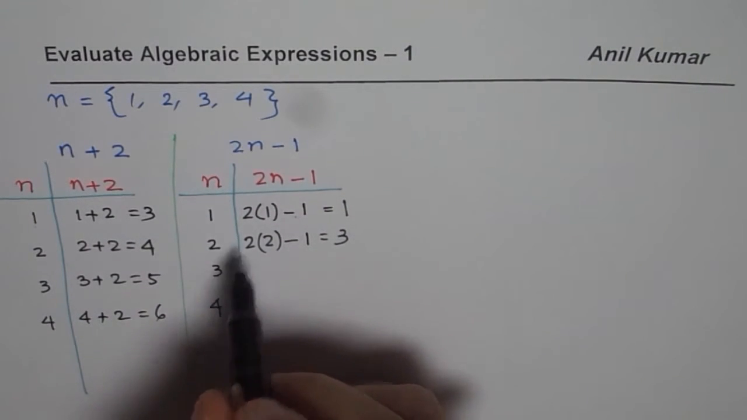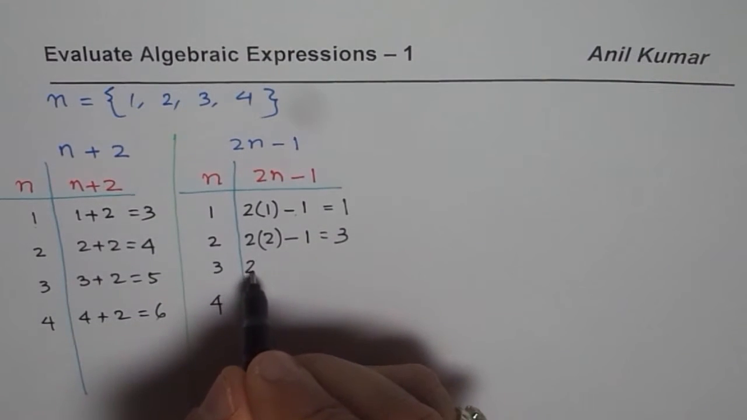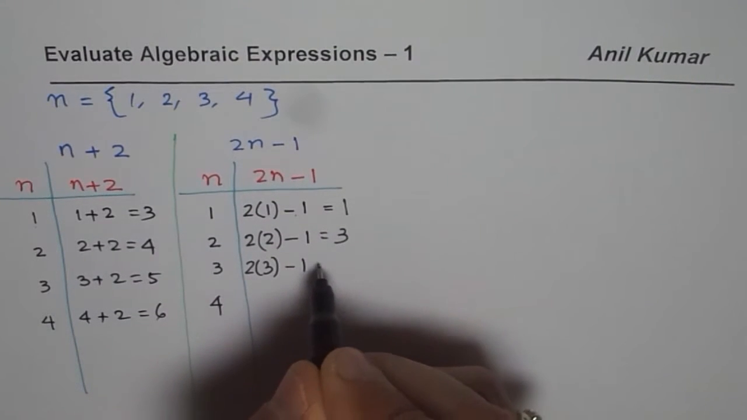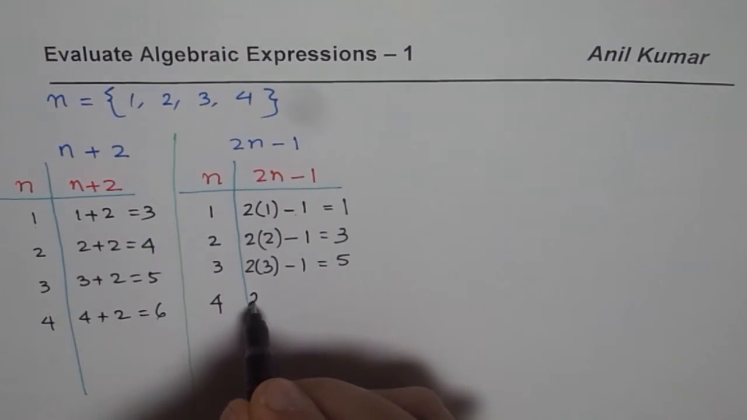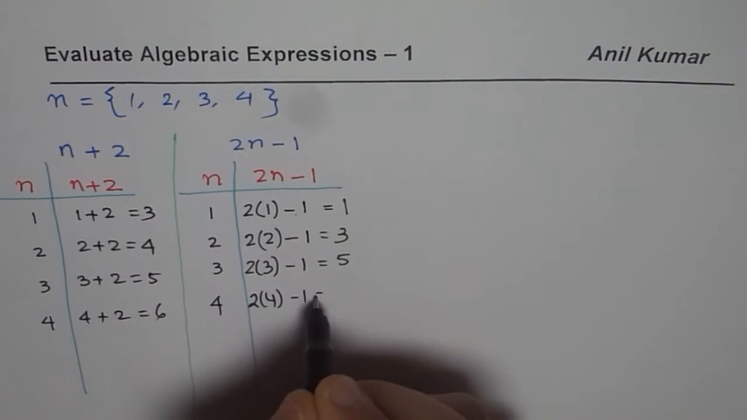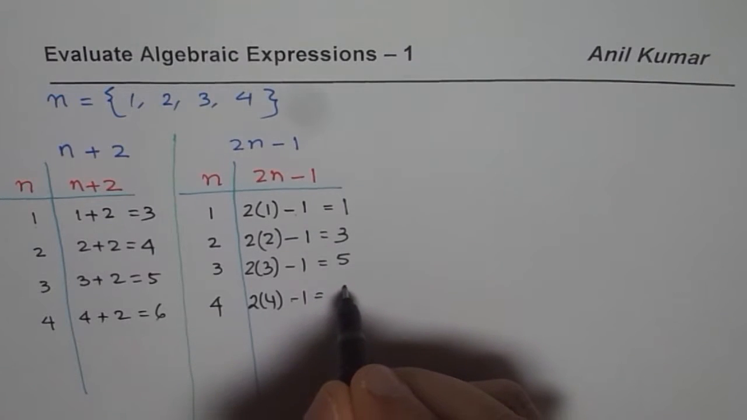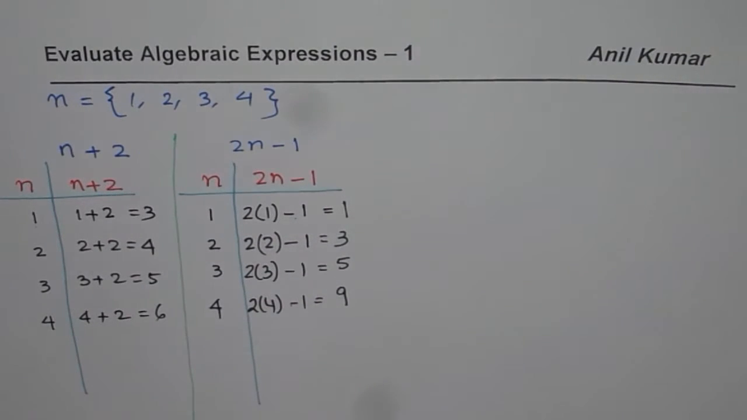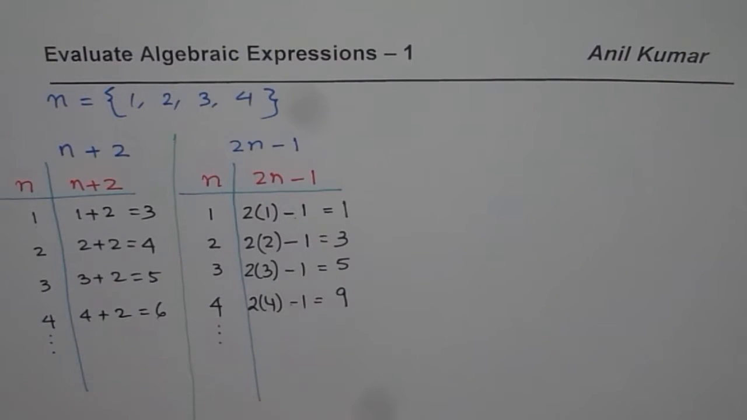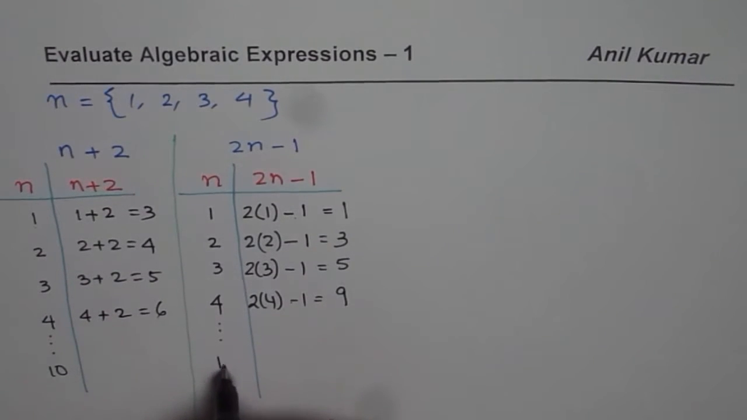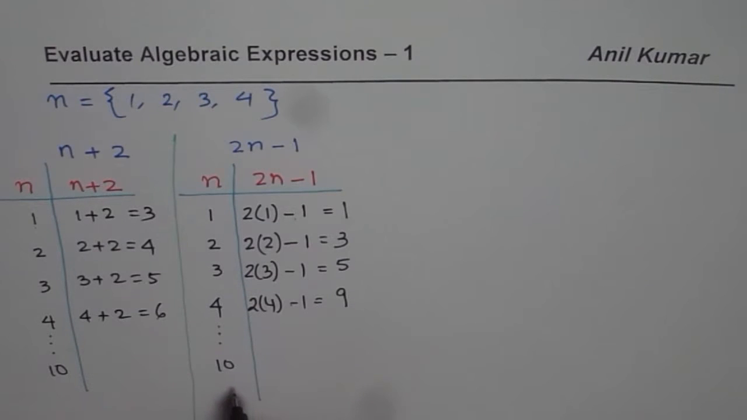Now we'll substitute 3 for n. So we get 2 times 3 minus 1. That gives us 6 minus 1 as 5. And for 4, it will be 2 times 4 minus 1. So 8 minus 1 as 9, correct? So you can actually extend this list and write up to 10, or you can just find what it will be for 10. Let's take one more example to practice.